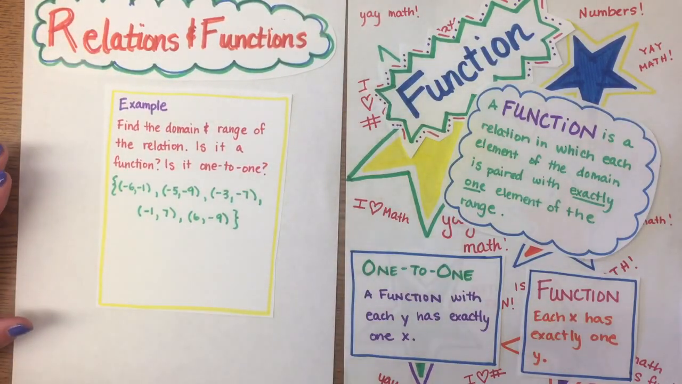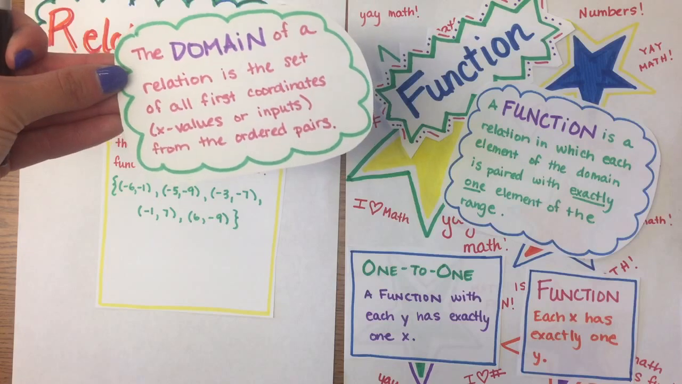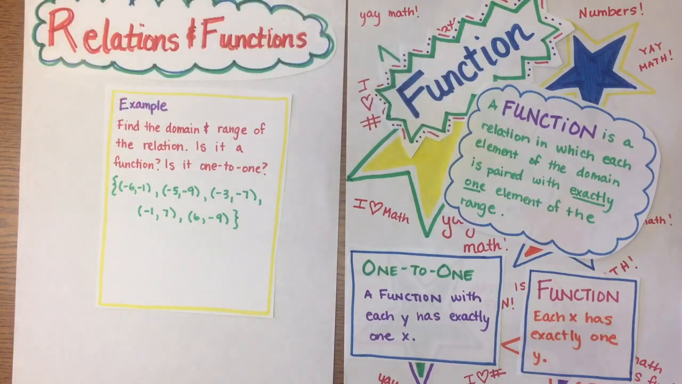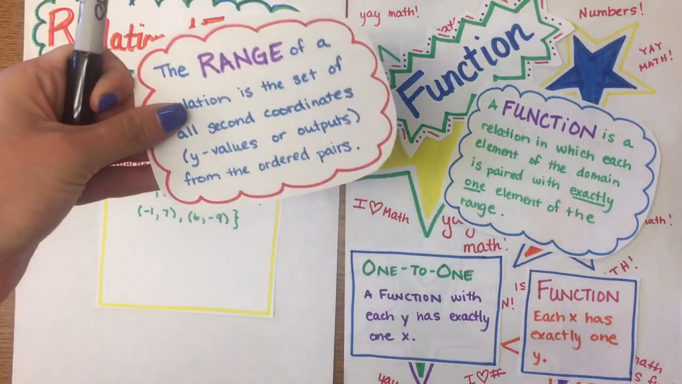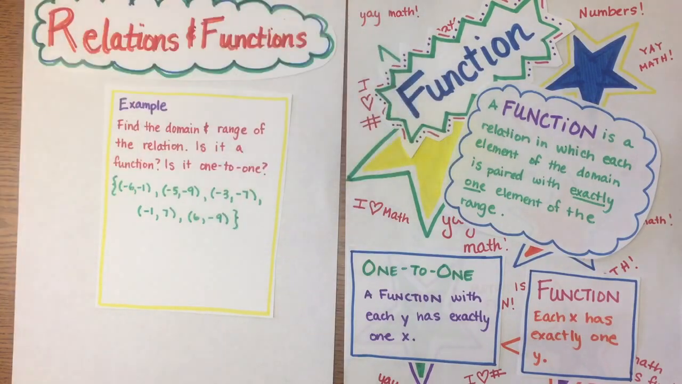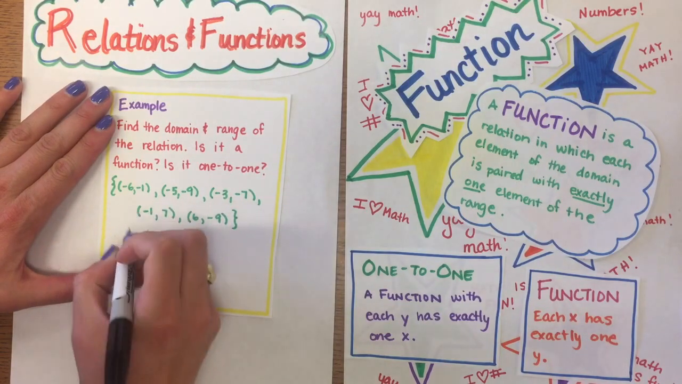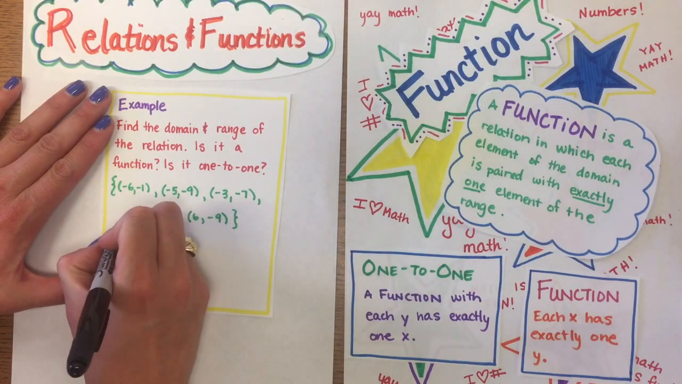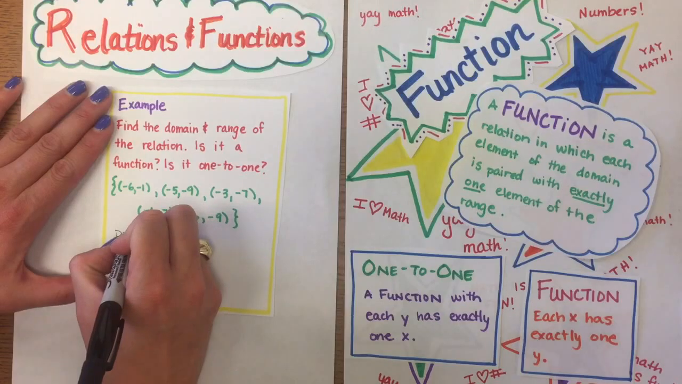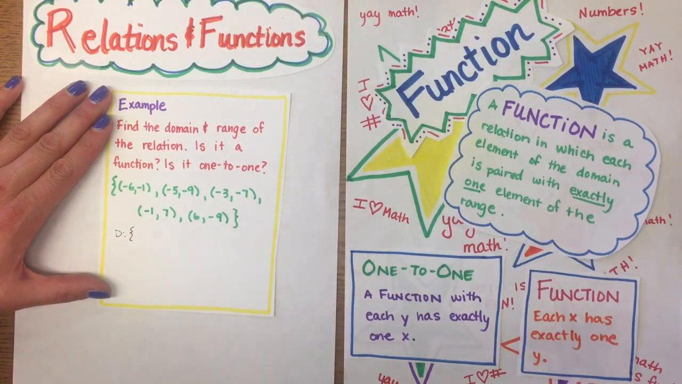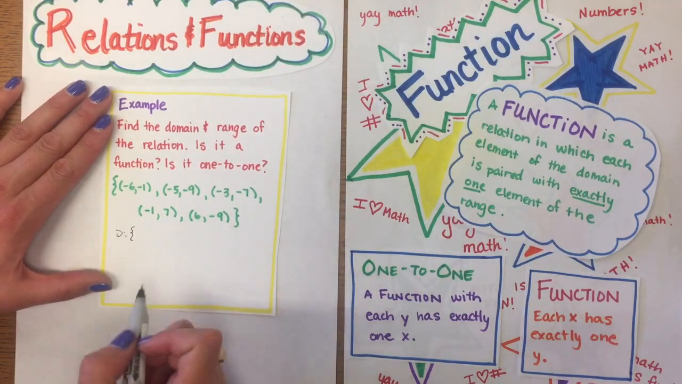Find the domain and range of the relation. Is it a one-to-one function? As a reminder, my domain is the first coordinates of the ordered pairs, and my range is the second coordinate, or the y values of my ordered pairs. So my domain, which I'm going to represent with a capital D, is for domain. I'm going to use set brackets because this is a set of numbers. I'm just going to list all of my x values.